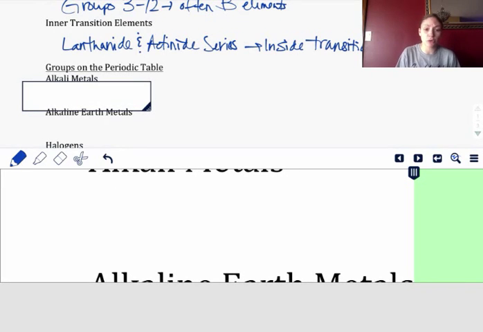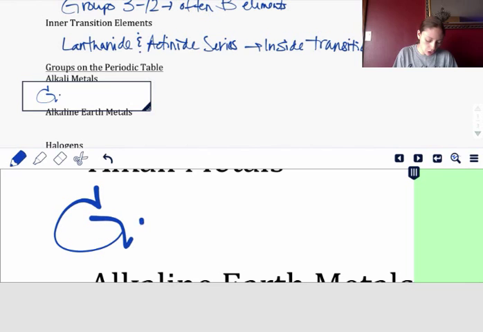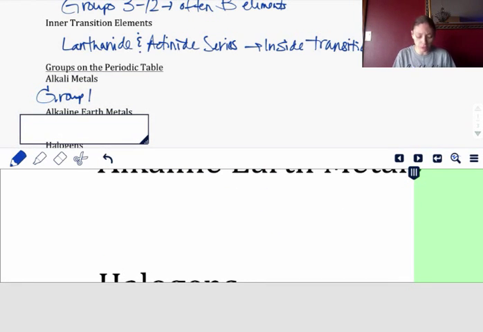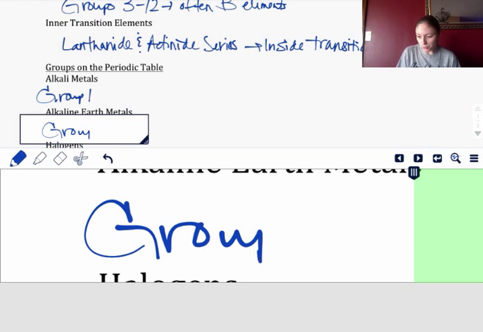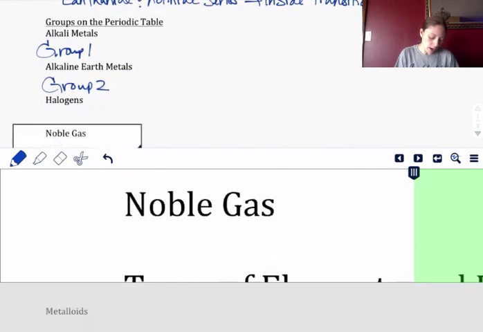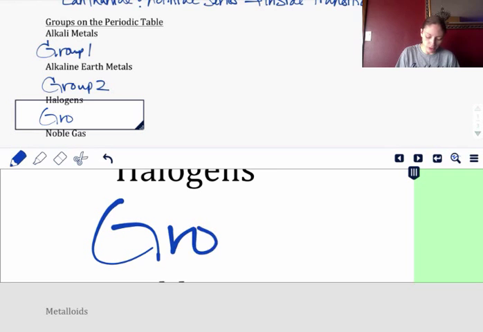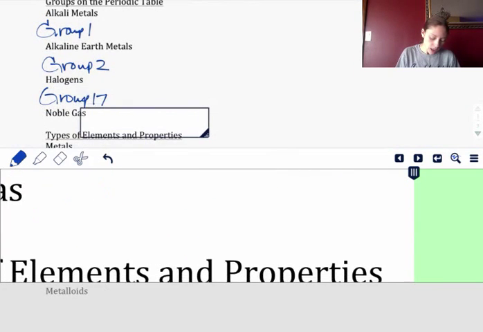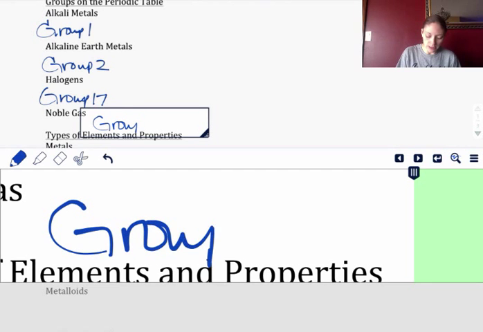Okay, then we have some specific groups in the table, and the first ones are the alkali metals. These ones are group 1. You have the alkaline earth metals, and those are group 2. You have the halogens, which are group 17, and then we have our noble gases, and those are group 18.